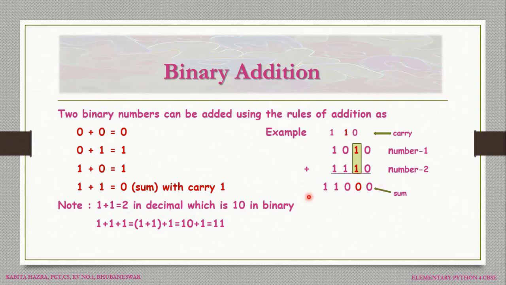Let us now see one example. 0 plus 0 is 0. The sum is 0 and there is no carry, so we can write carry as 0. 1 plus 1 is 0 with carry 1. Now we have the carry, so we will add this to the sum. So 0 plus 1 is 1. Again 1 plus 1 is 0 with carry 1. Now we have 1 plus 1 is 10, plus 1 is 1, that means 1 with the carry 1. So the sum is 11000.